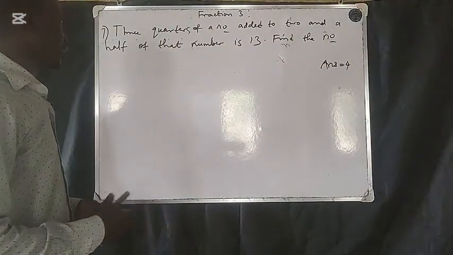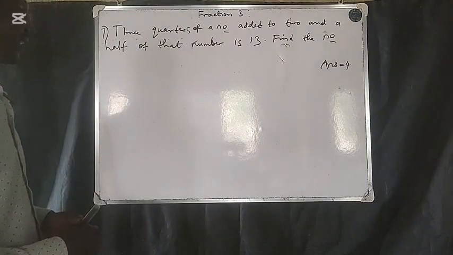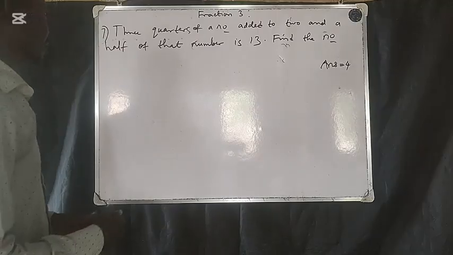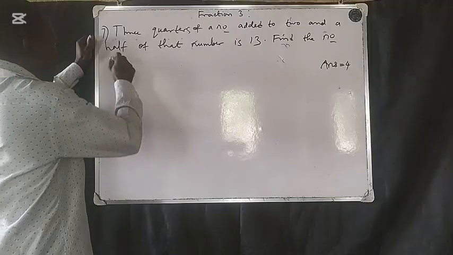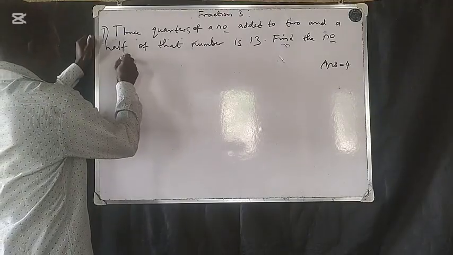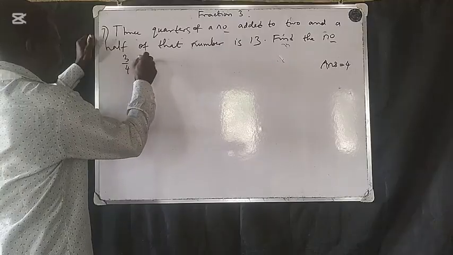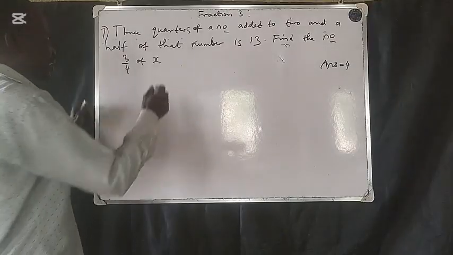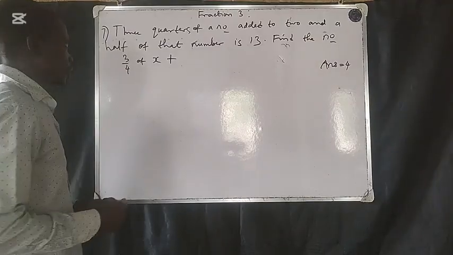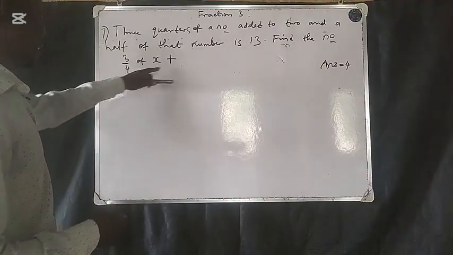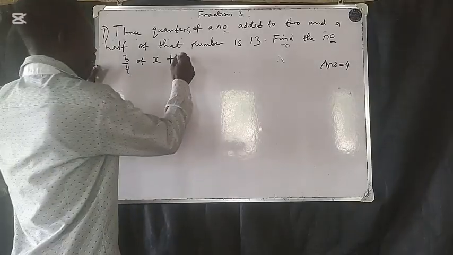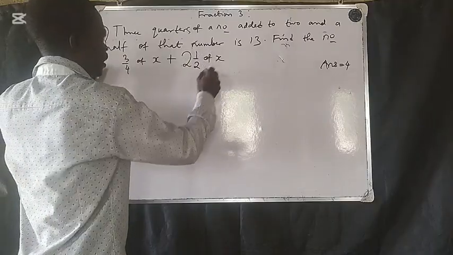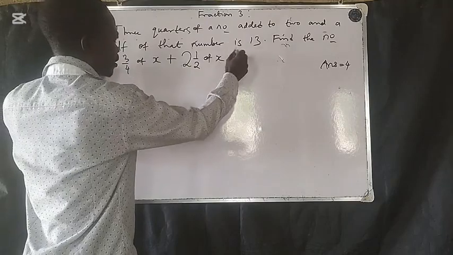Fraction number 7: 3/4 of a number added to 2 and a half of that number is 13. Find the number. 3/4 is 3 over 4. Let the number be x, so 3 over 4 of a number. The number is x. Added to 2 and a half. Added means plus. 3/4 of a number, added to, that is plus 2 and a half of that number, which is also x, gives or is 13.